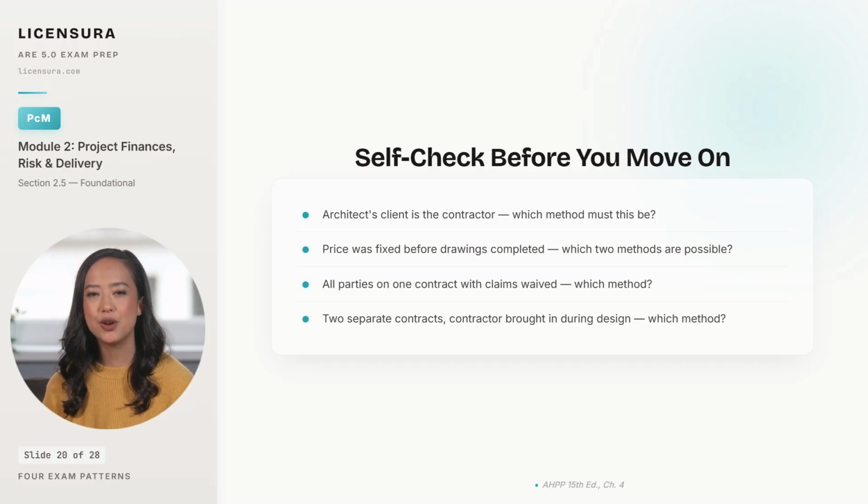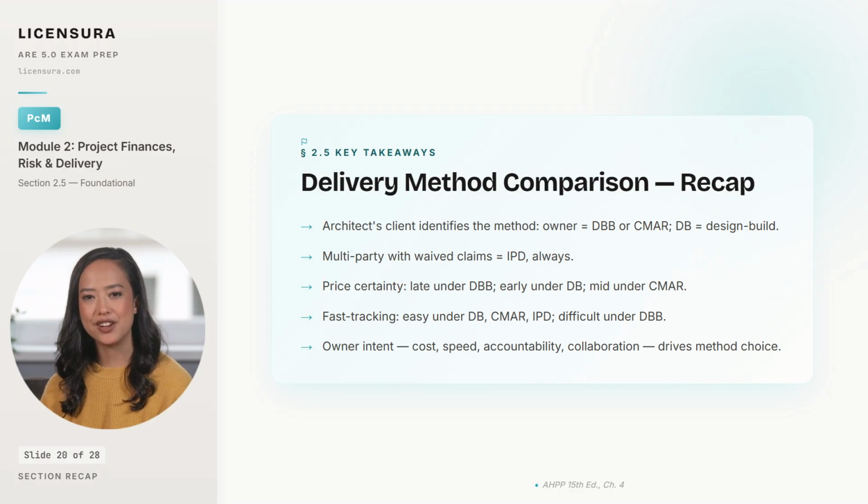If you can answer those 4 cleanly, you have the Section 2.5 material at exam strength. Close with the takeaways, and you have the comparison locked in. 5 takeaways from the delivery method comparison.